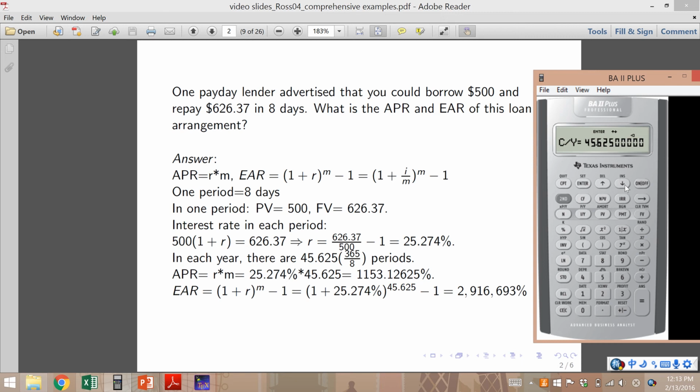Now we're going to either go down or go up until we reach the effective annual rate. You can go down twice or you go up, it's the same thing. And then we just hit compute. So this is again exactly the number we have in here.